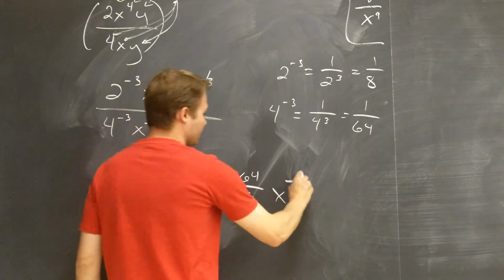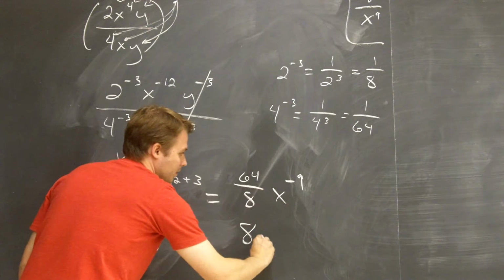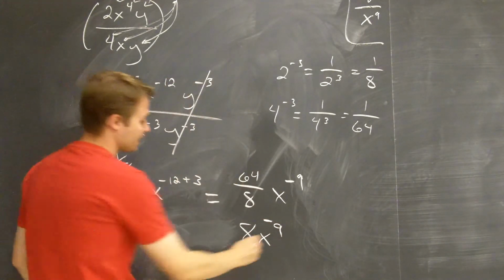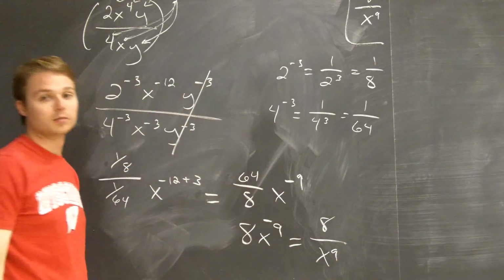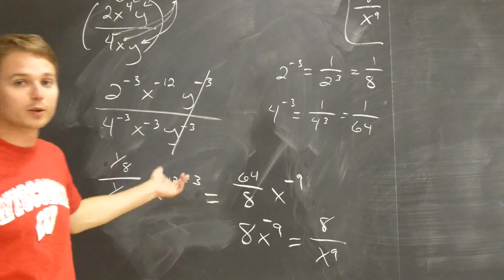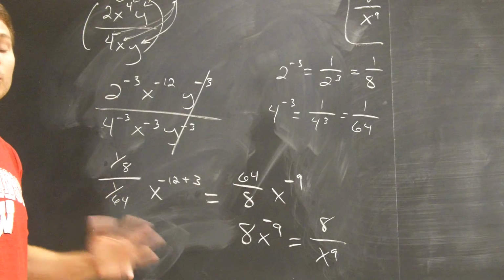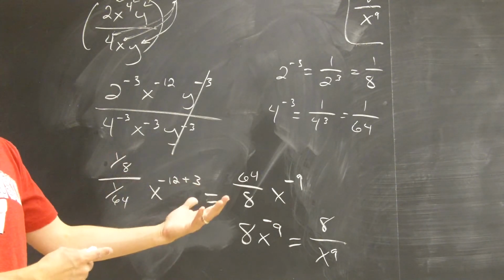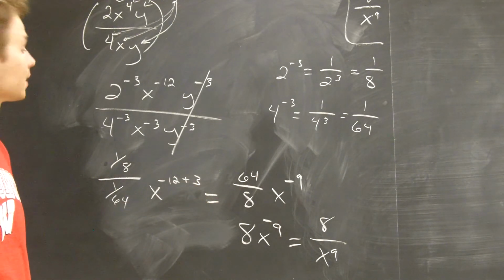times x to the negative 9th, or 8 times x to the negative 9th, which is actually the exact same thing that we got before. So 8 over x to the 9th. So again, there's nothing wrong with doing it this way, but it is slightly more complicated than the first way we did it. The more of these you do, you'll start to recognize, oh, this will probably be better if I go this way, or this will probably be better if I start the problem this way. It's just kind of an experience thing.